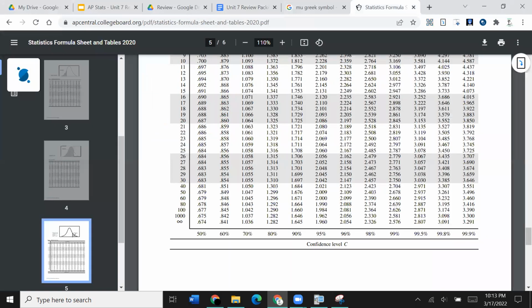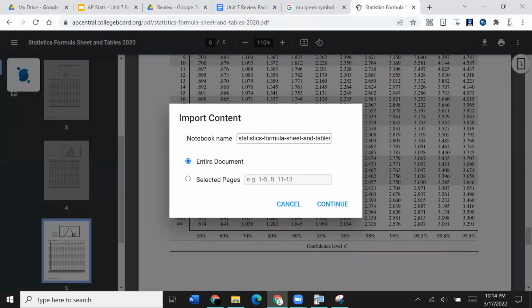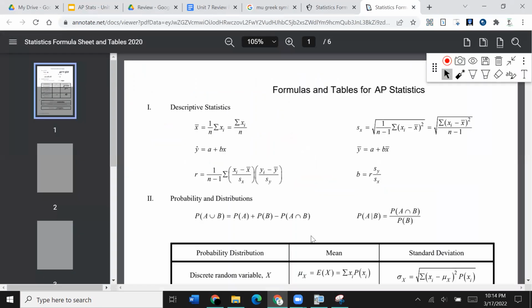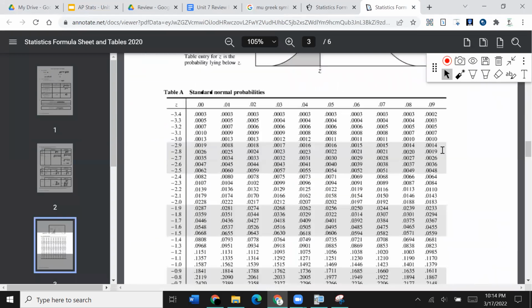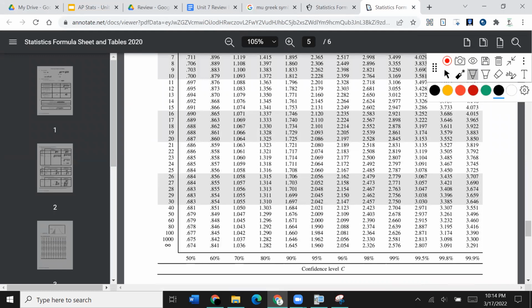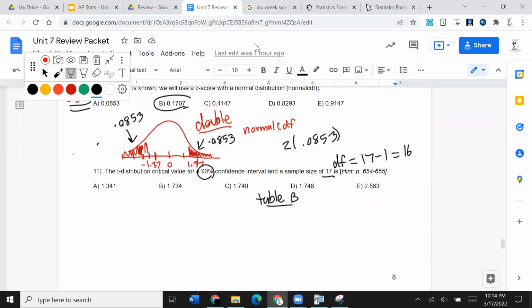So if you look at our table, we can go through and find 90% confidence. Sorry about that. So we got 90% confidence here, and we have 16 for our degree of freedom. And we're just going to match these up. And it's as simple as that, 1.746. So we'll report that on here as your answer.